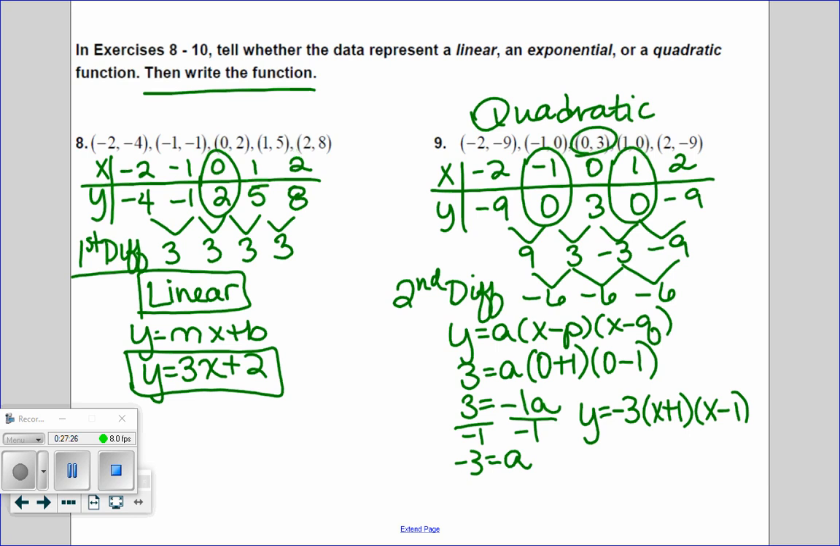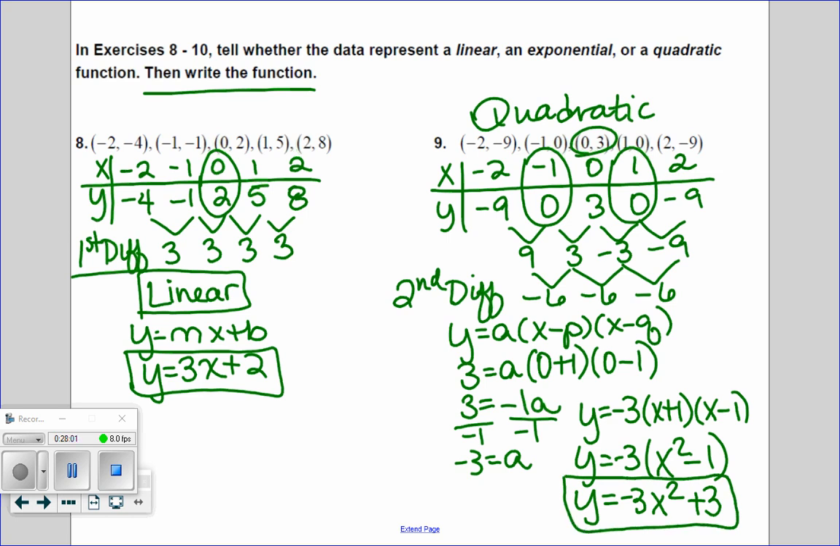Usually, though, they'll want that in standard form. The easy thing to do from intercept to standard is just FOIL it out, right? I know this is a difference of squares, which will save me some time. (x + 1)(x - 1) is a difference of two perfect squares, so I very quickly know that it multiplies out to x squared minus 1. Then all I have to do is distribute the -3. So the real final best answer here is -3x squared plus 3. So there's the equation that matches the data.